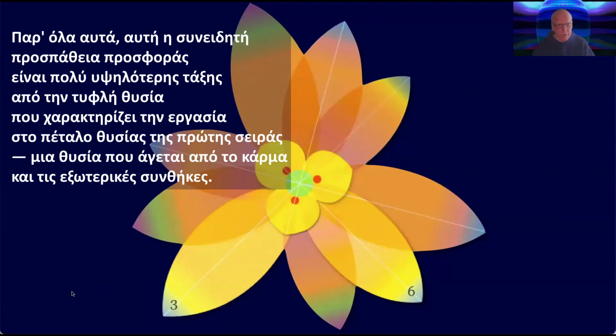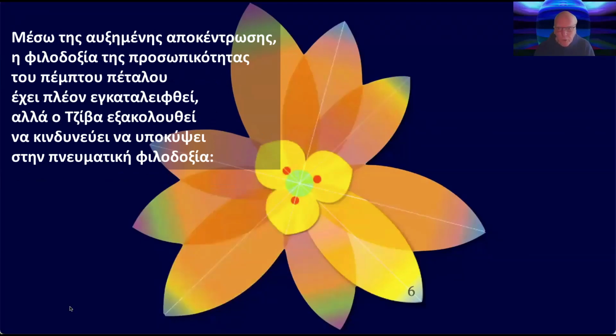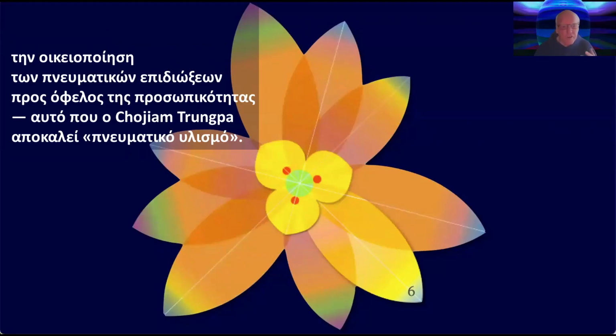That sacrifice being driven by karma and the resulting environmental circumstances. Through increased decentralization, the personality ambition of the fifth petal has now been left behind, but the jiva is still in danger of succumbing to spiritual ambition, the appropriation of spiritual pursuits for the aggrandizement of the personality, what Chogyam Trungpa calls spiritual materialism.